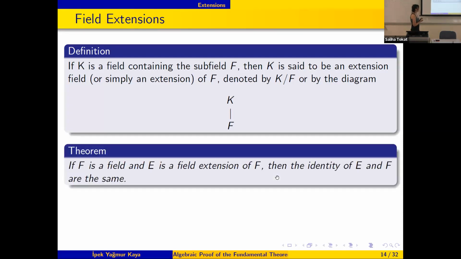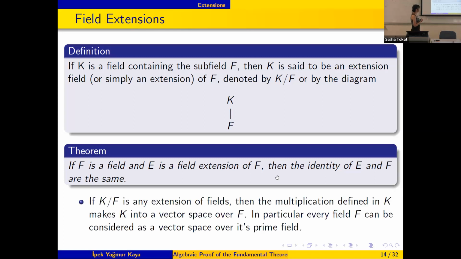If F is a field and E is a field extension of F, then the identity of E and F are the same. From this theorem, we can express the result that the identity of field F is also the identity of all subgroups of F, subfields of F. If K over F is any extension of fields, then the multiplication defined in K makes K into a vector space over F. In particular, every field F can be considered as a vector space over its field.